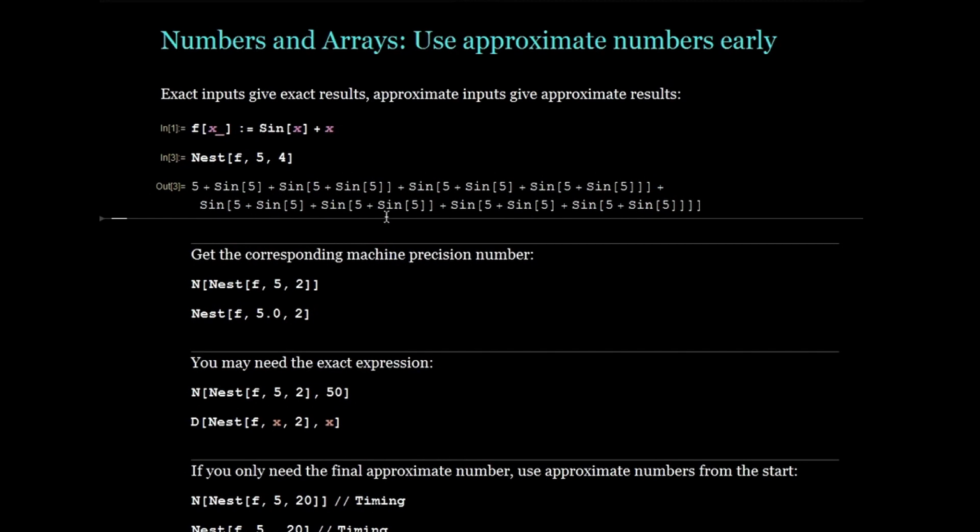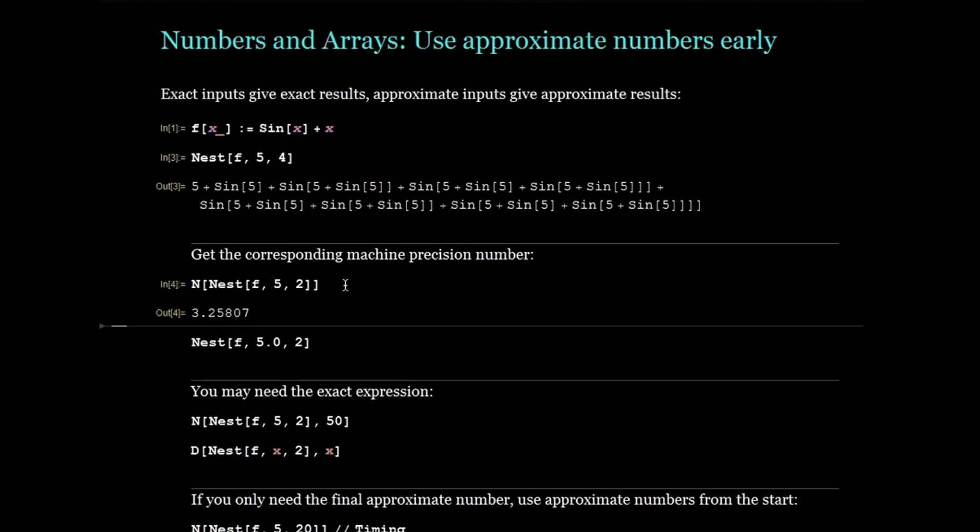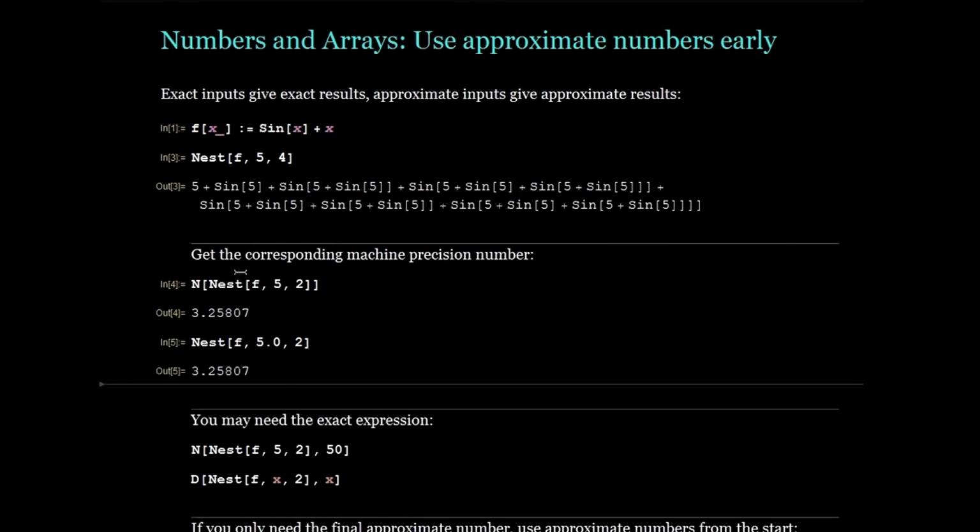number. If you want to get a machine precision representation of this number, 2 apparently equivalent ways are to either use the N function to obtain a machine precision representation, or to nest f using the approximate number 5.0 as the initial value instead of the exact number 5. We get the same result.